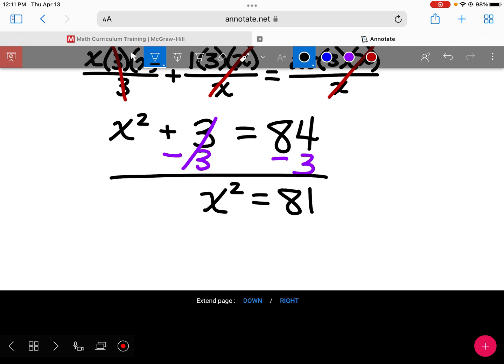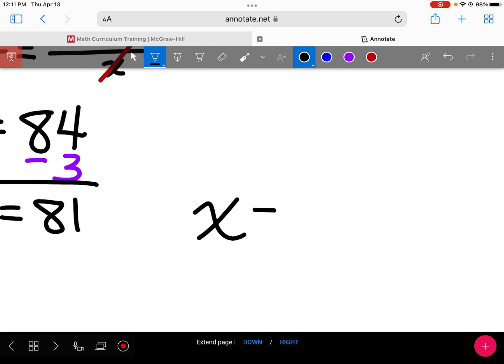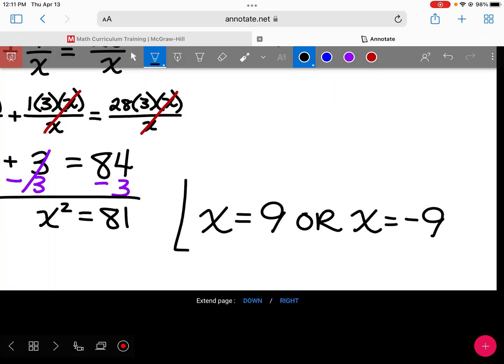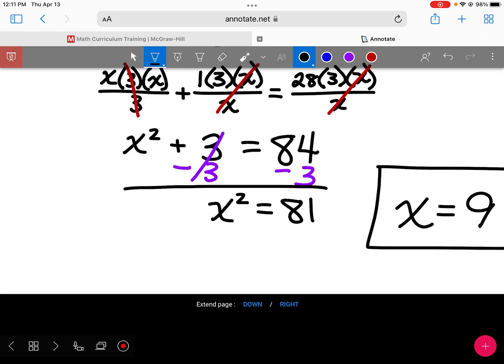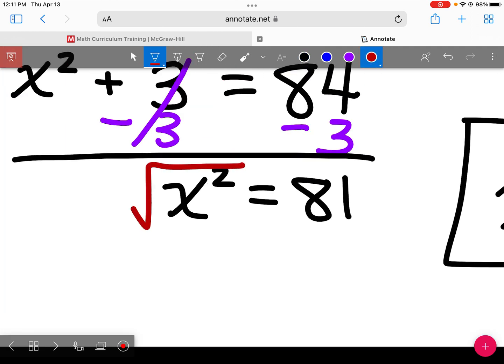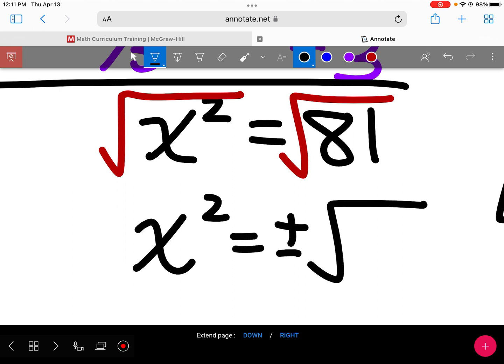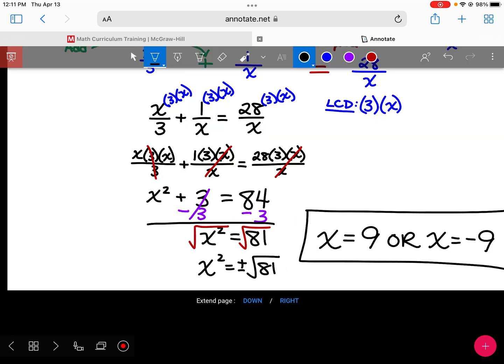What's a number that if I square it, I get 81? 9 or negative 9. X equals 9 or x equals negative 9. All right, because we take the square root if you don't know what the square root of 81 is. So I would have x equals plus or minus the square root of 81, so plus or minus 9.